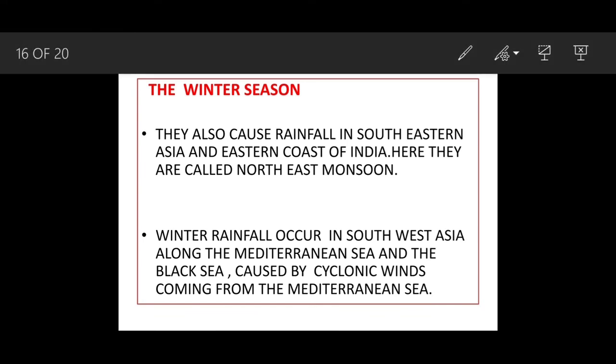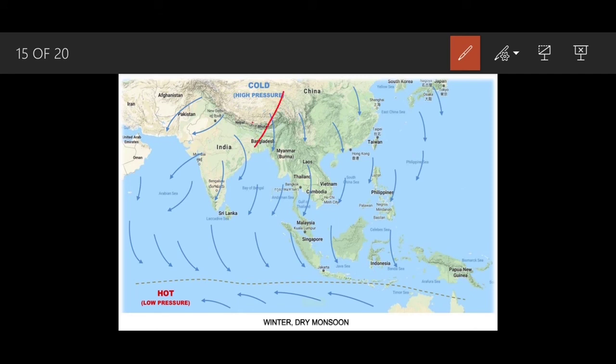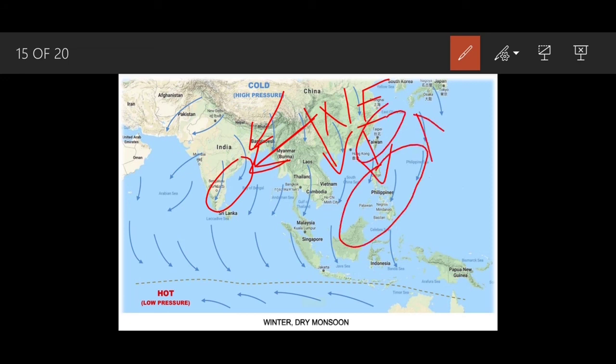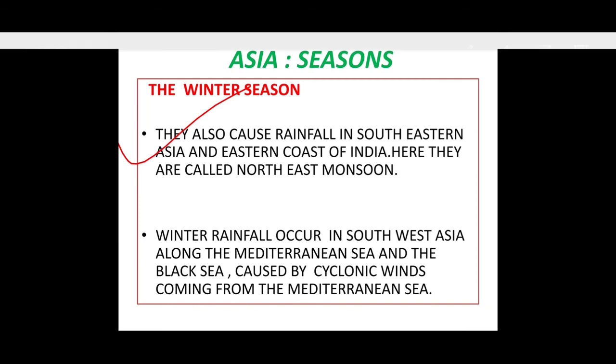Now next feature of the winter. They also cause rainfall in southeastern Asia and eastern coast of India. Here they are called northeast monsoon. Children, I told you why they are called northeast monsoon, because they are coming from this direction. They are coming from northeast, and when they are moving from Bay of Bengal, they will cause rainfall in this portion of India. And why are they called northwest monsoon? Because they are coming this side also and causing rainfall in Japan and Philippines. So here they are called northwest monsoon because their direction is northwest. Here their direction is northeast. So I hope this is clear.